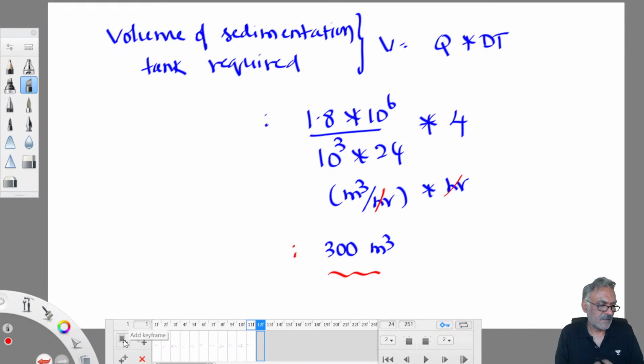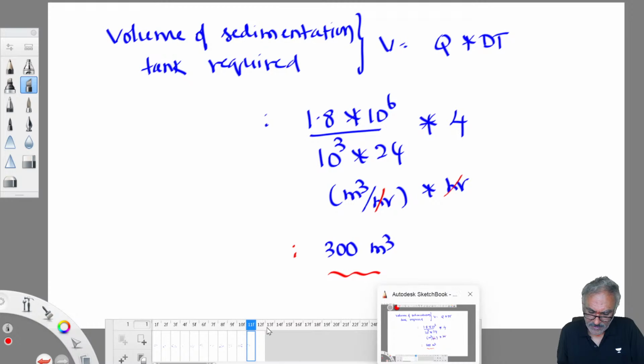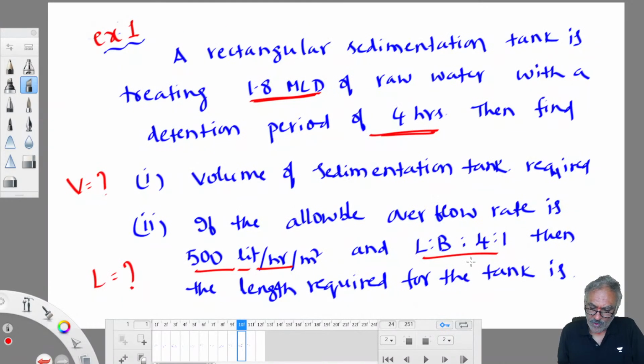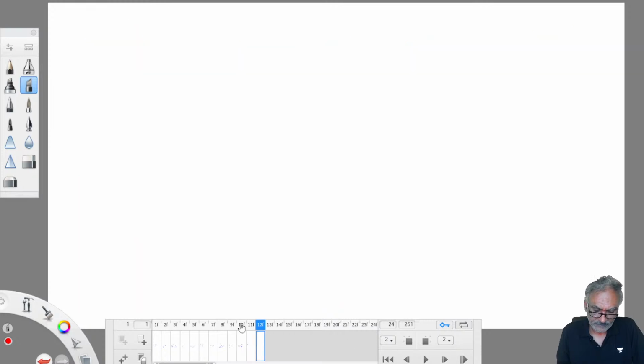So let me check once again the device. Let us see the next part. So what is given there? Allowable workflow rate is 500 liters per hour per meter square. Now it's better, I think.